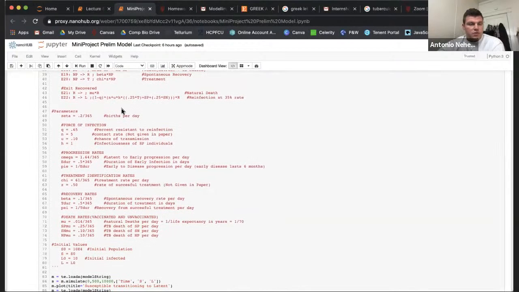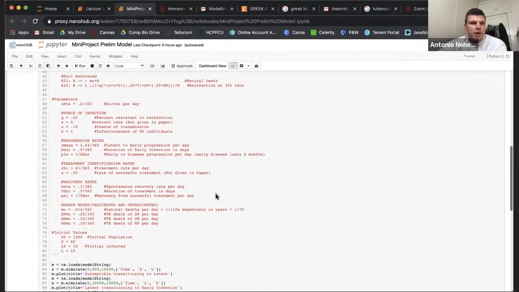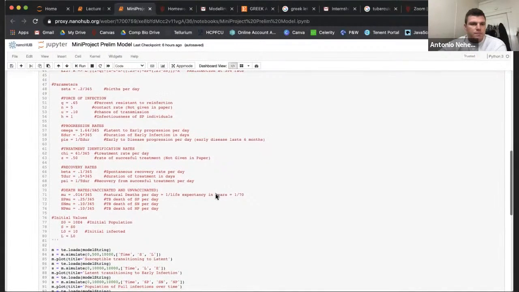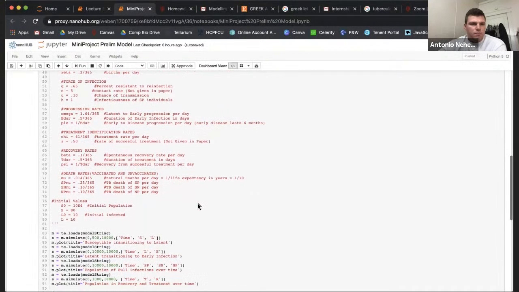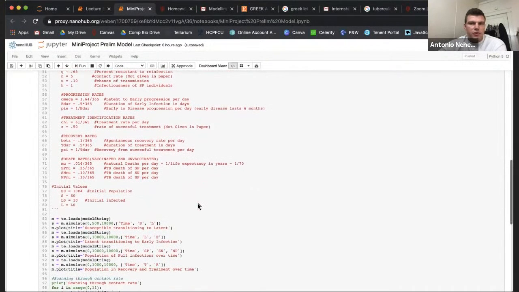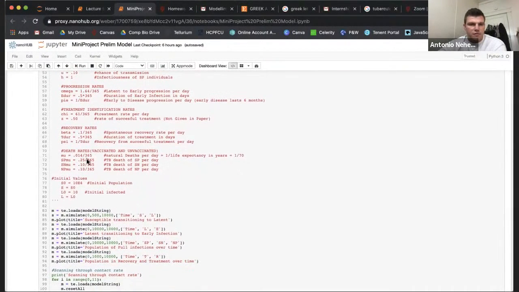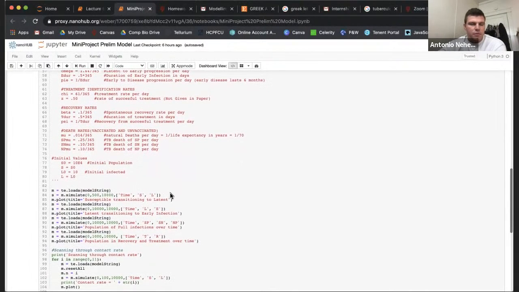These are some of the parameters that I'm using. I tried to split them up into the different groups of parameters. I don't think I'm going to go into much depth on any of those. They were all given as yearly rates in the paper, and so I've turned them into daily rates for the purposes of this.